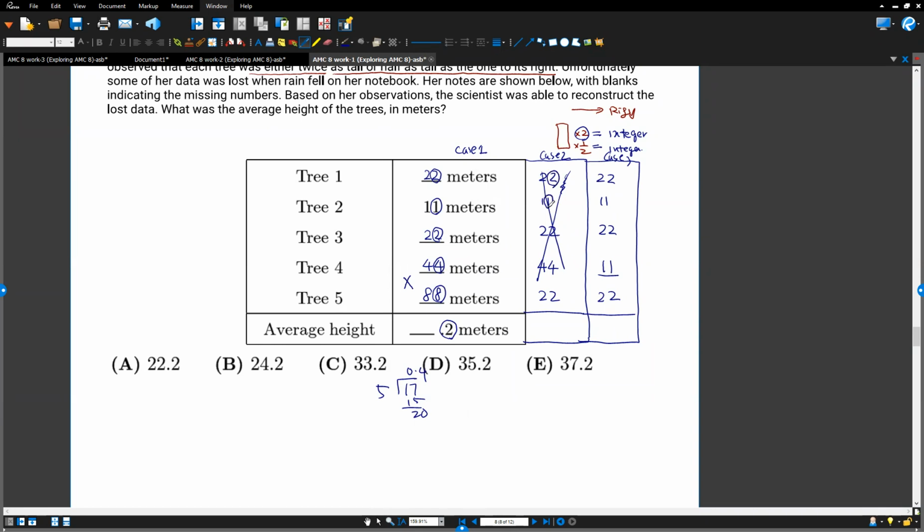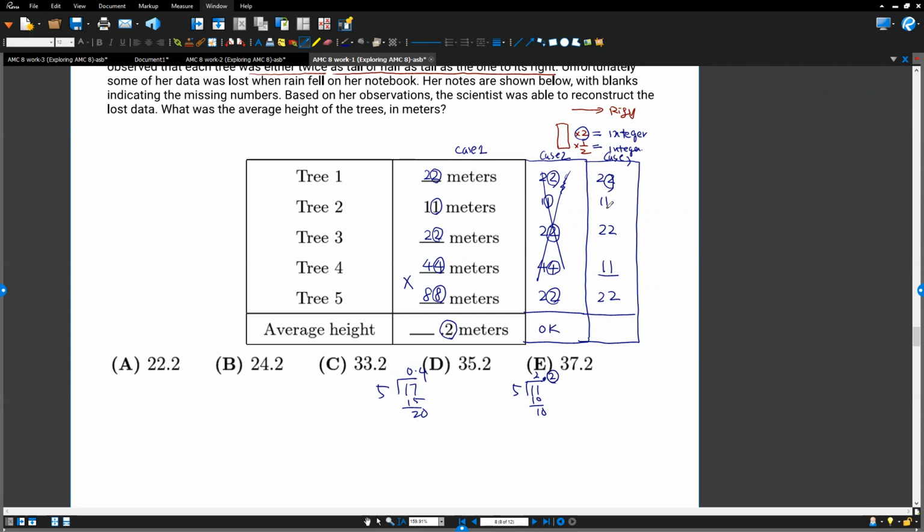2 plus 1 is 3. 3 plus 2 is 5. 5 plus 4 is 9. 9 plus 1 is 11. Now tackle 11 divided by 5. 10. That is the last point. That's 2. This is okay.